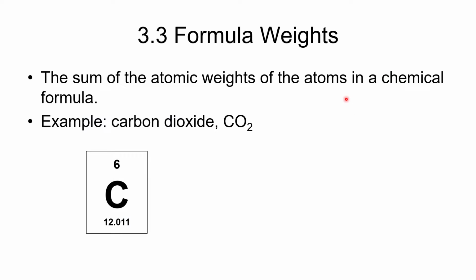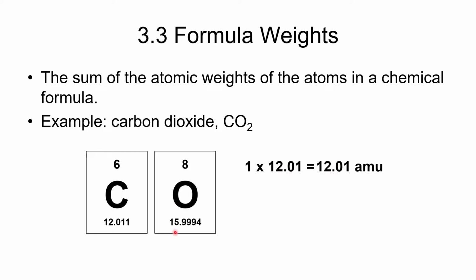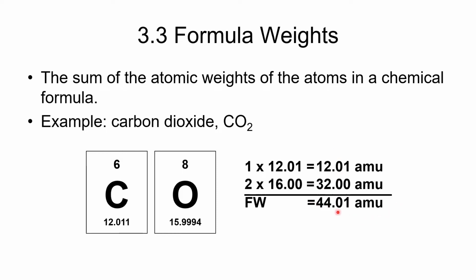So I'm going to go out to the hundredths place. And since we have 1 carbon in carbon dioxide, we will do 1 times 12.01, and that will give us 12.01. For oxygen, again, I'm going to go to the hundredths place. Since this is 15.9994, we'll round that to 16.00. So we'll have 2 times 16.00. That gives us 32.00. Now we'll simply add these two numbers together, and we'll get 44.01 AMU.